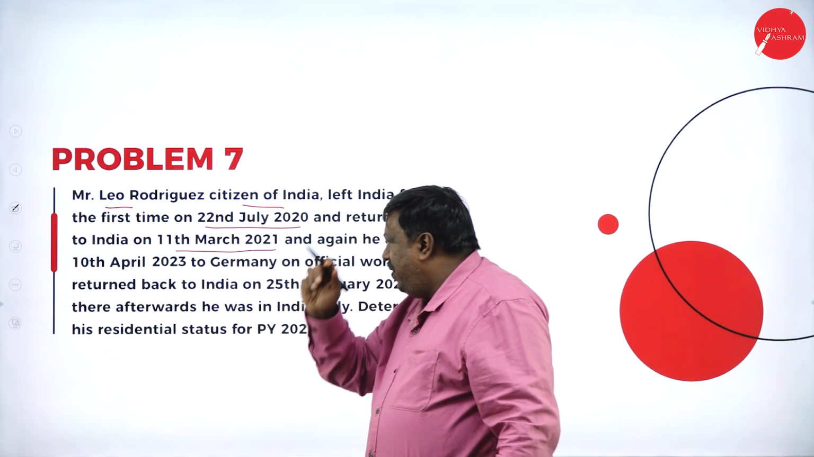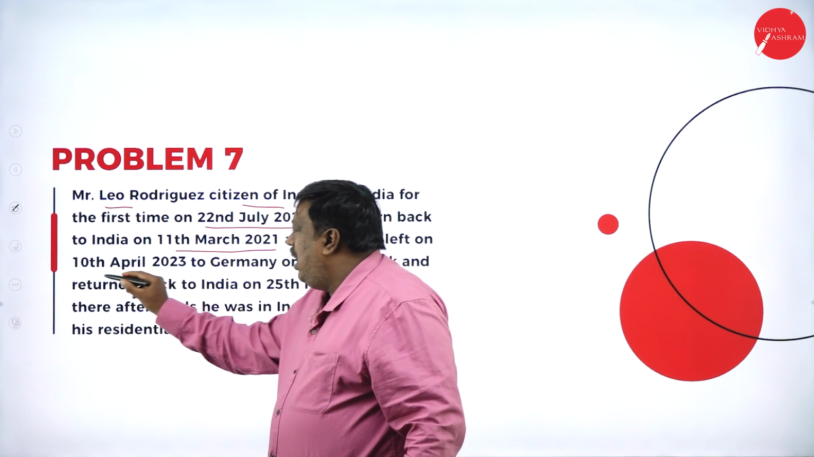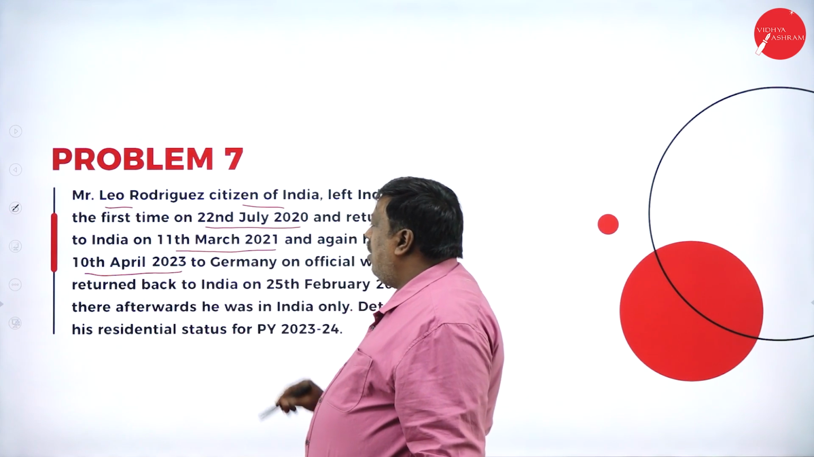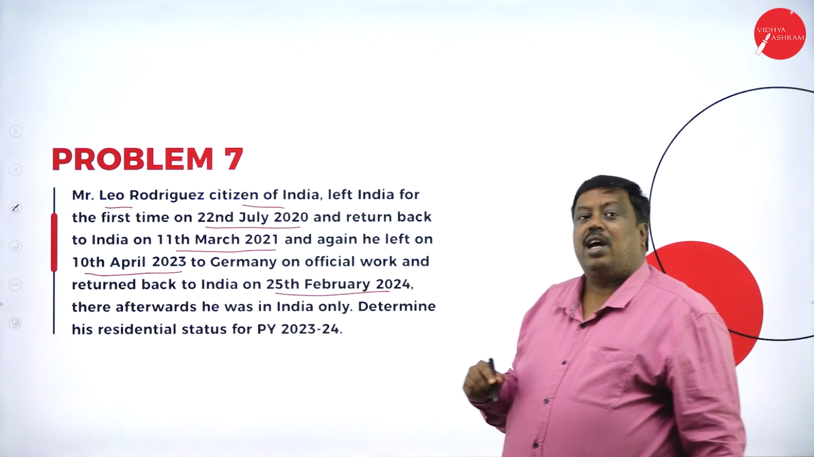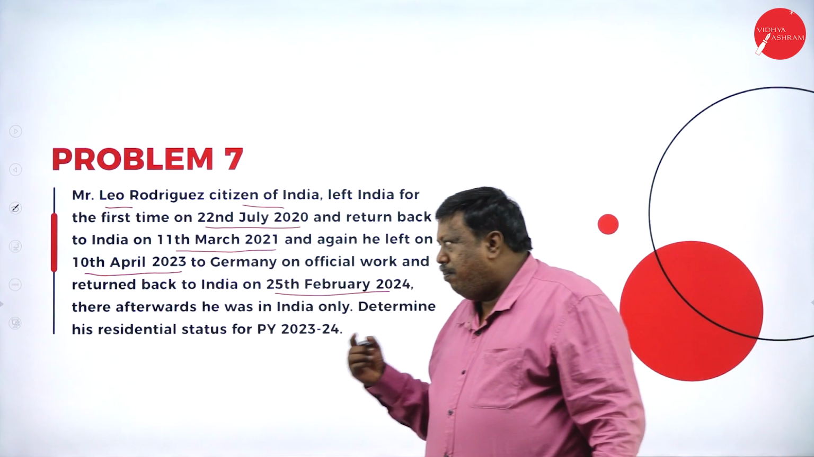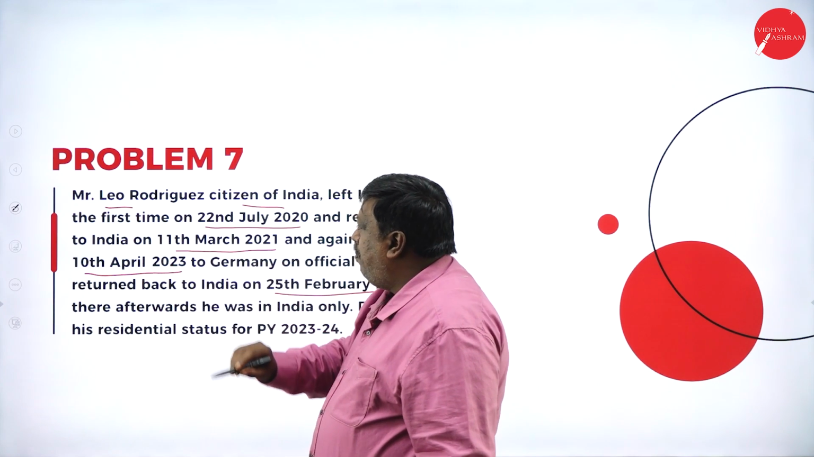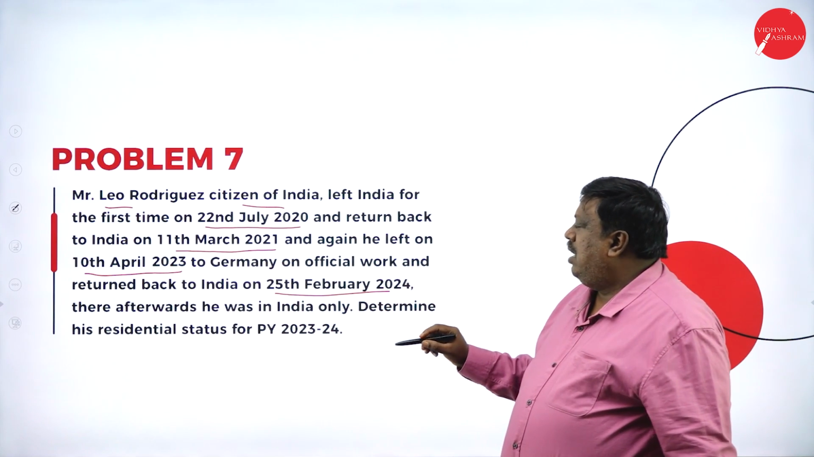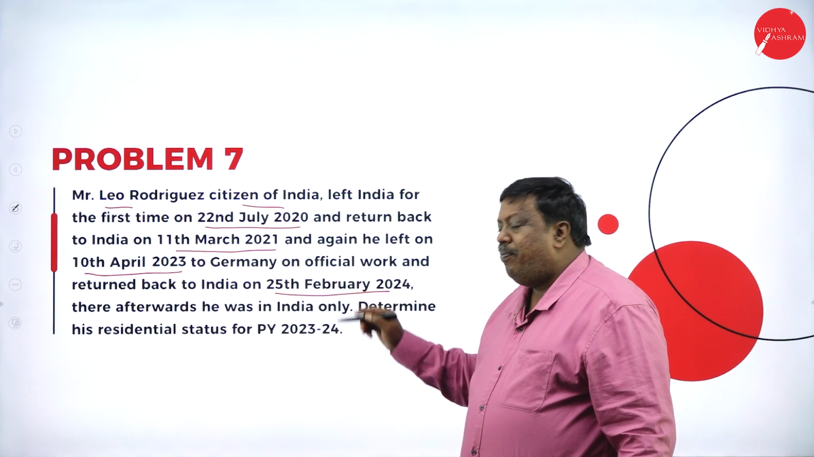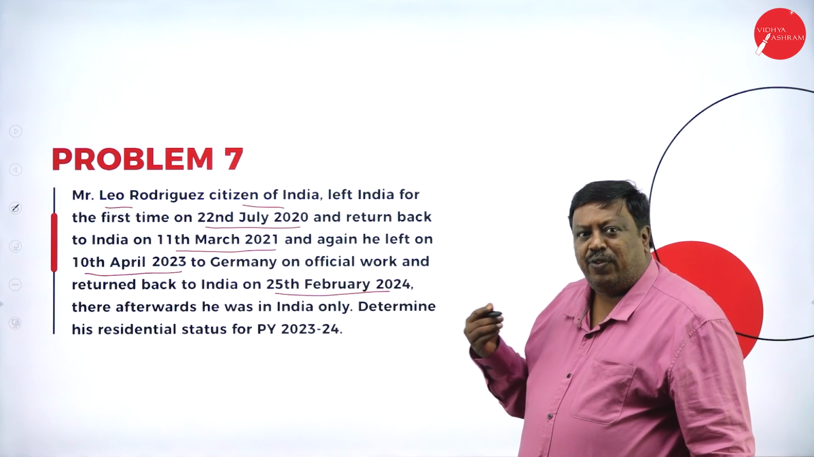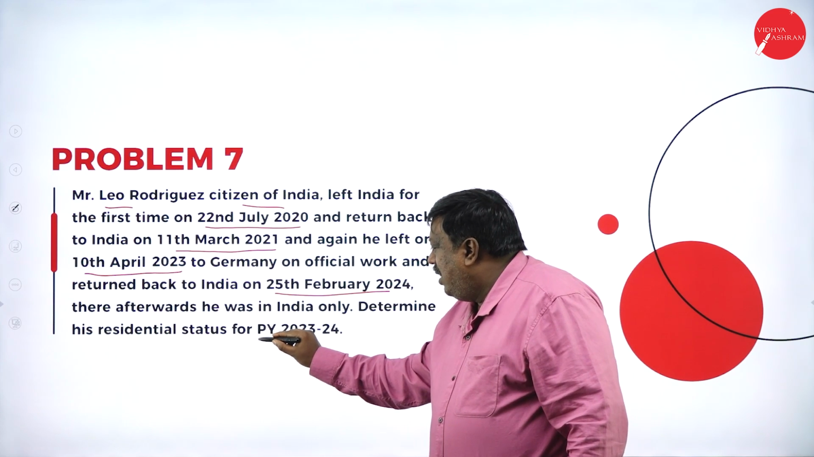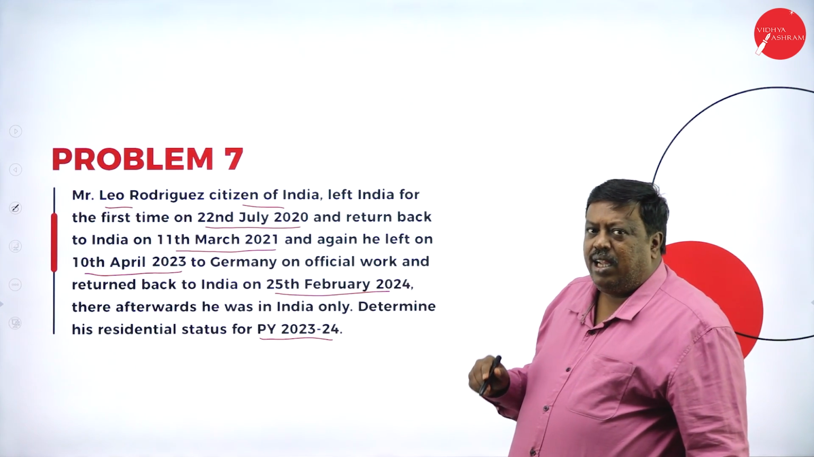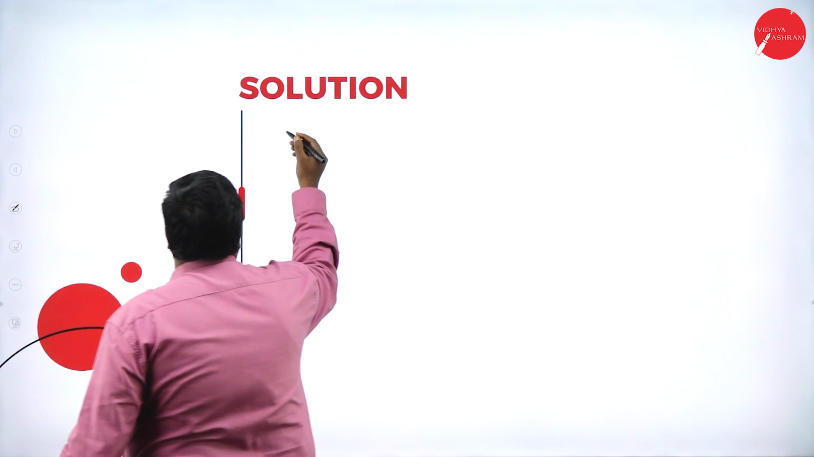And during the previous year, I left India on 10th April 2023 and returned back on 25th February 2024. Means up to 9th April, I was in India. From 25th February till 31st March 2024, I was in India only. So we have to determine the status for 2023-24.